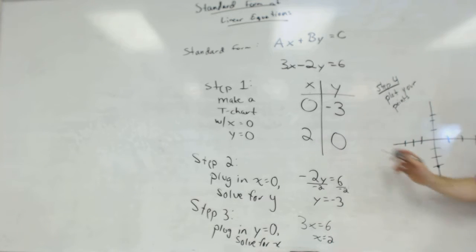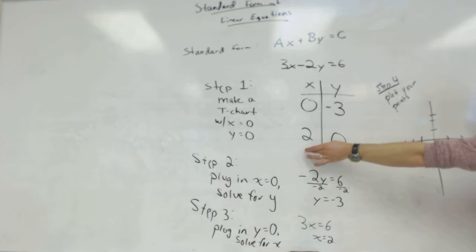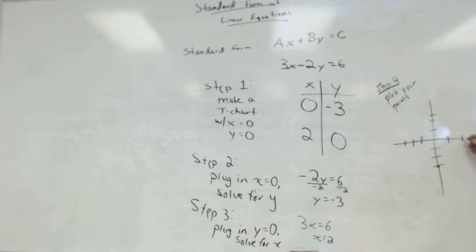Where's the point 2, 0? I go over 2 and then up 0, right? Because 2 is the x. And I'm always going to end up with 1 point along the y-axis and 1 point along the x-axis. Because that's what I found. I found my y-intercept and I found my x-intercept.